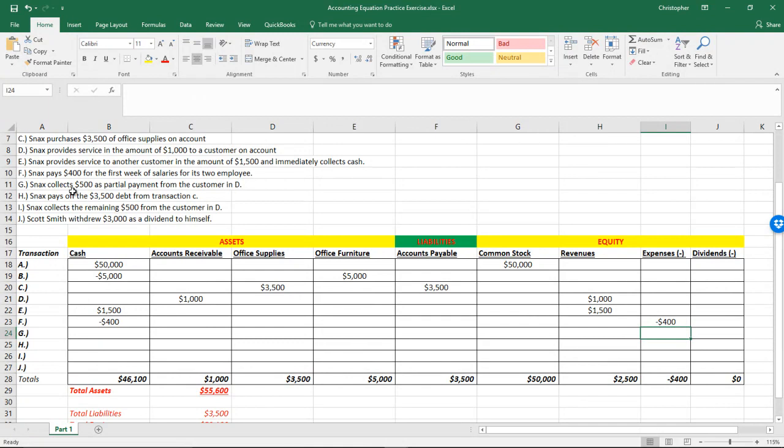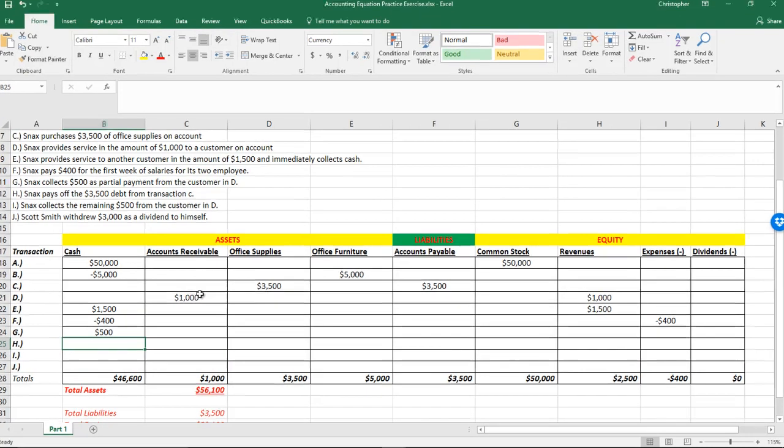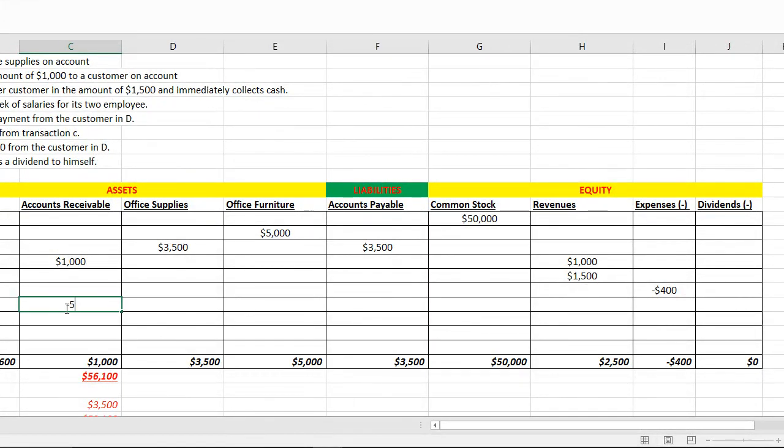If we take a look at G, Snacks collects $500 as partial payment from the customer in D. So we're collecting $500, which is an increase to cash. If you go up to D, this is where we set up a customer on account. We set it up with a positive $1,000. Now we're going to have to reduce it by $500. We're not collecting the whole thing, just part of it.